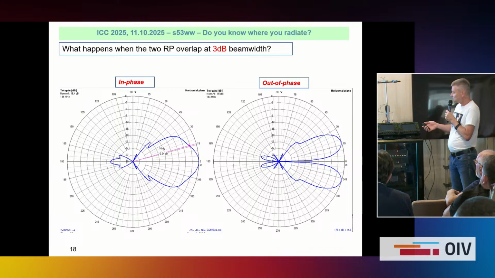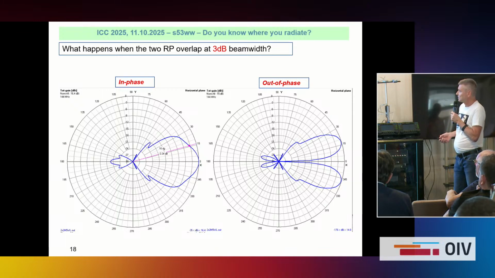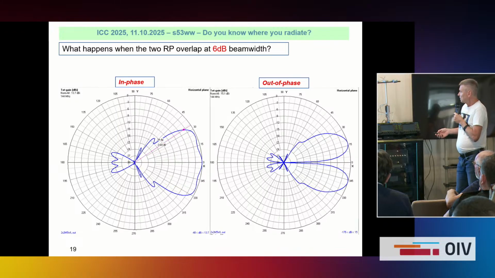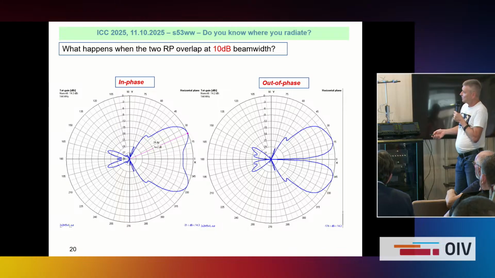Now, how does it look when you don't control the phase, right? If you would put these 2 antennas plus minus 14 degrees apart, and you would feed them out of phase, you get something like that in horizontal radiation pattern. We have the great null here. The same goes for 6 dB, and the same goes for 10 dB angled stacking.